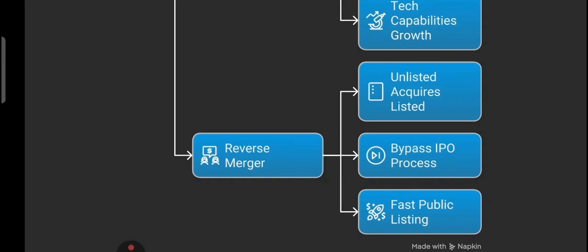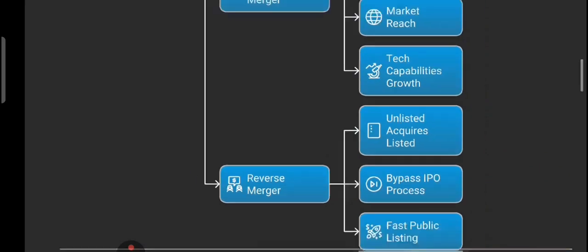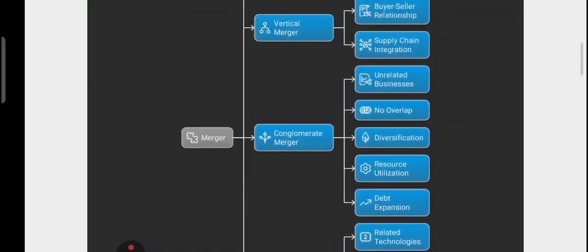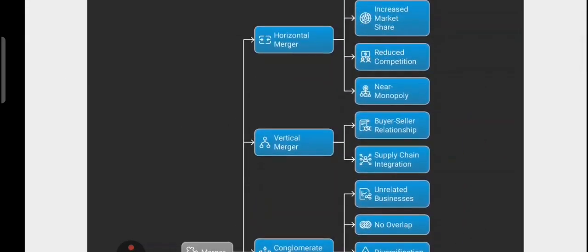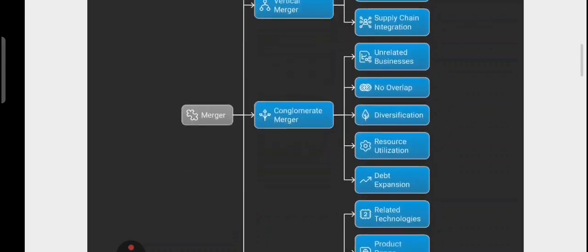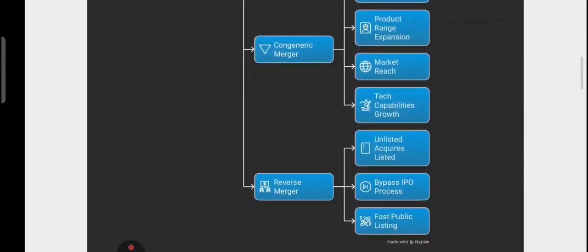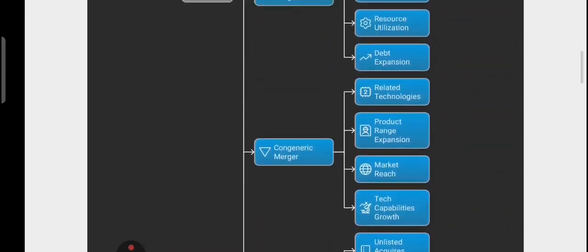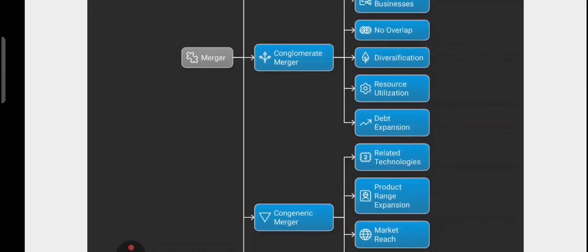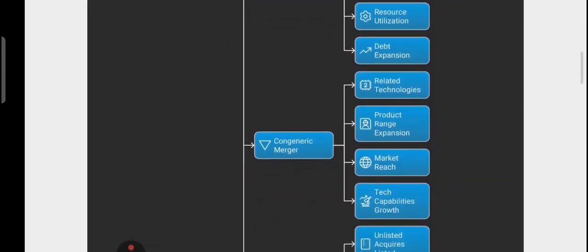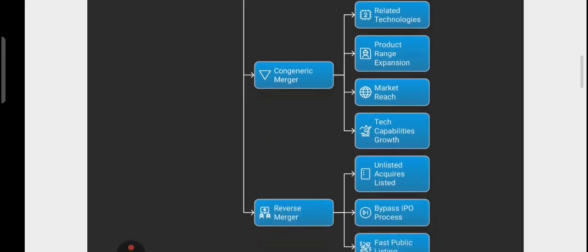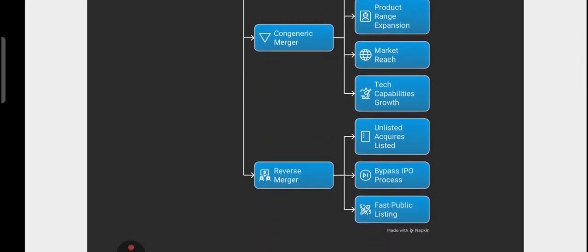It helps them gain fast public listing. So we have talked about 5 types of merger to be more precise: horizontal, vertical, conglomerate, congeneric, and reverse. Remember, these mergers are most frequently asked. Sometimes case studies are asked regarding the types of merger. In the case of reverse merger, a private firm merged into a publicly listed one, allowing it to bypass the lengthy IPO process.